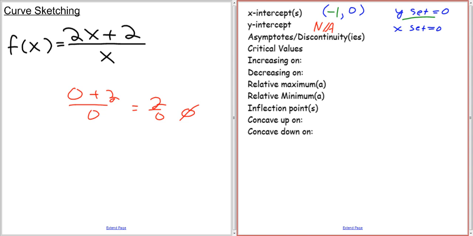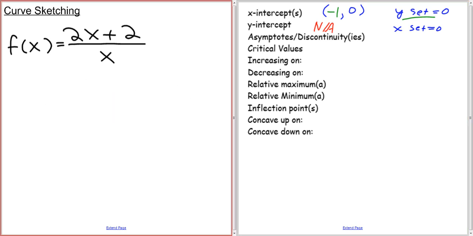So again, for the x-intercept, set the y equal to 0, which is usually the top of the fraction. Set the whole function to 0, which is usually the top of the function. For the y-intercept, just set the x equal to 0 and find the y. In this case, not applicable. So that's what we do with the original function. It shouldn't be anything new or crazy.